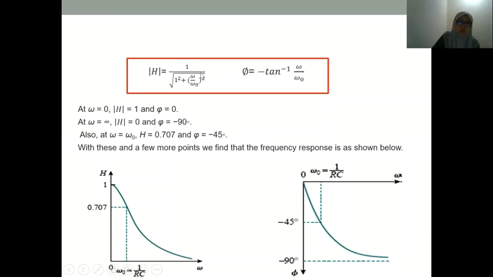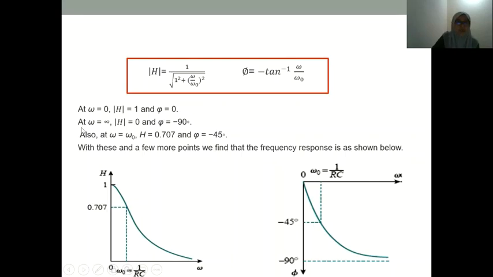You substitute omega equal to 0. You will get your magnitude equal to 1 when you put omega equal to 0. Or the angle, when you put omega equal to 0, the phase is equal to 0.